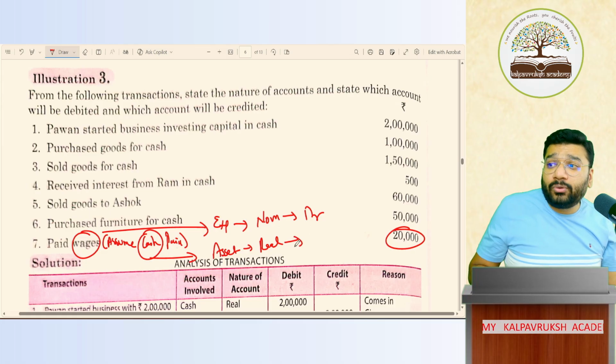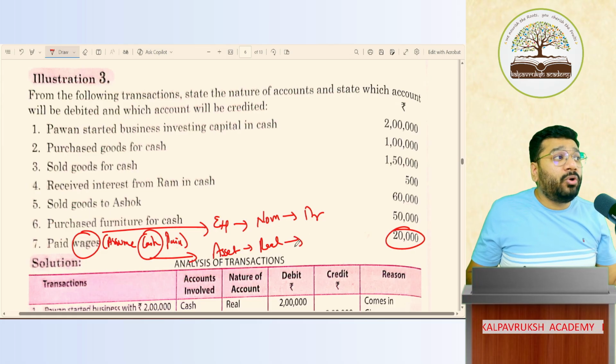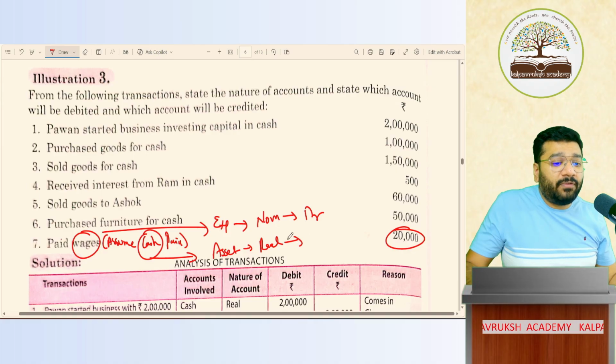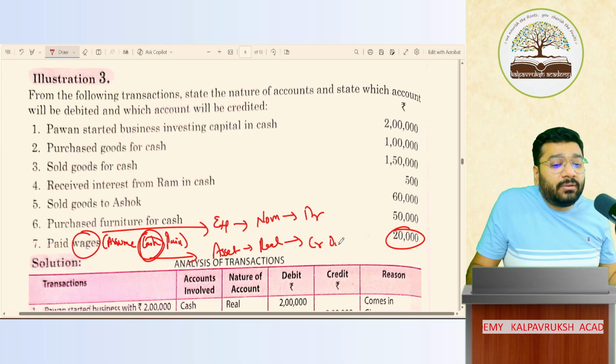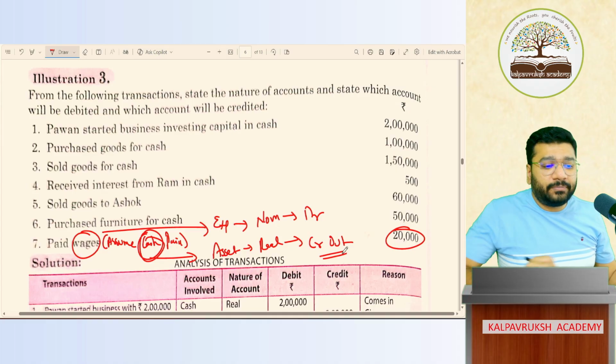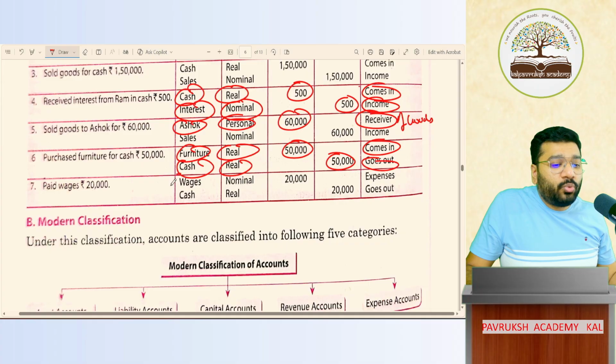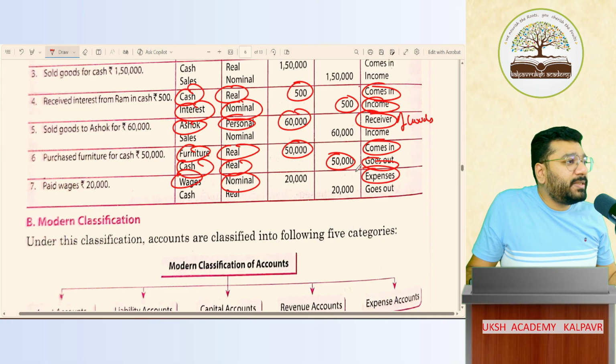What is the rule of real account? Debit what comes in, credit what goes out. Whose point of view? Business point of view. So cash is coming in or going out? Going out, because I'm paying cash. So credit what goes out. So wages, nominal, debit all expenses. Cash, real, 20,000, credit what goes out.